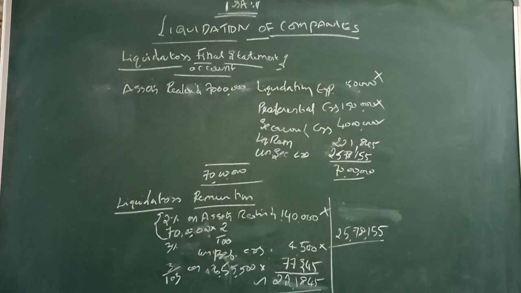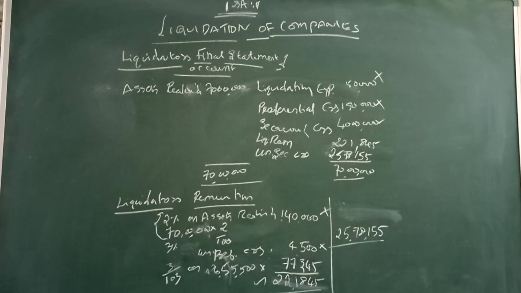Actually, two sets of information we should know. One is the preparation of the statement of deficiency account, and another one is the preparation of the liquidator's final statement of account. As far as our syllabus is concerned, we have only the liquidator's final statement of account. So now let us see how to prepare the liquidator's final statement of account.